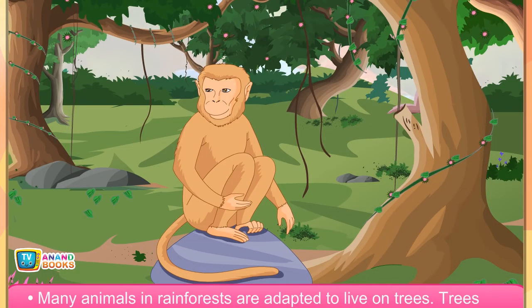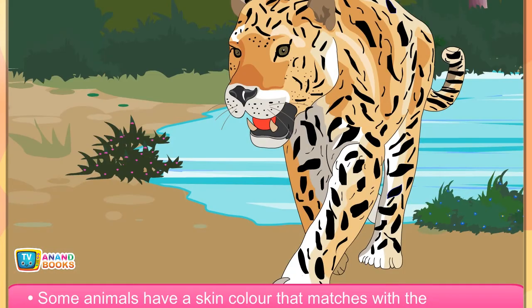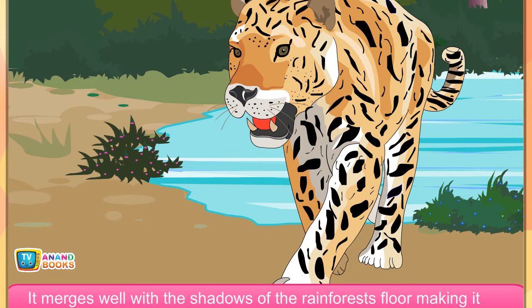Many animals in rainforests are adapted to live on trees. Trees give them shelter and food. Monkeys and lion-tailed macaque are good climbers. Some animals have a skin color that matches with the surroundings. The jaguar has a spotted skin. It merges well with the shadows of the rainforest floor, making it difficult to be seen.